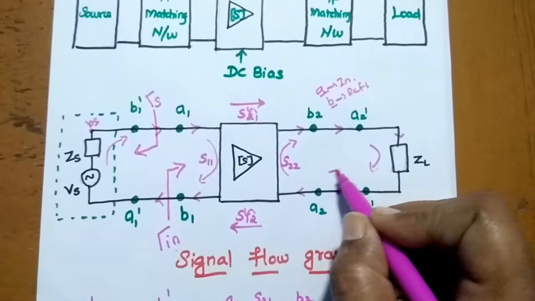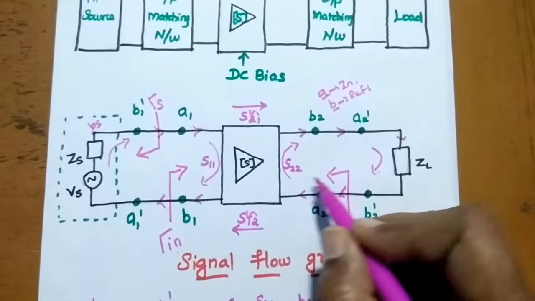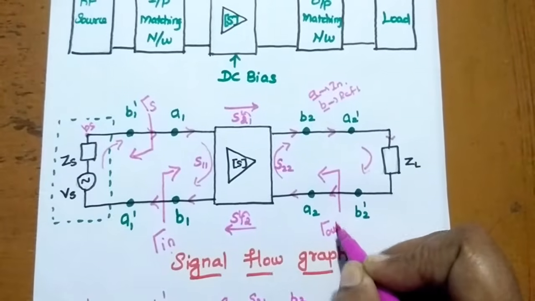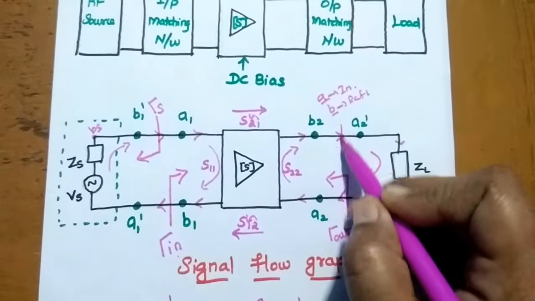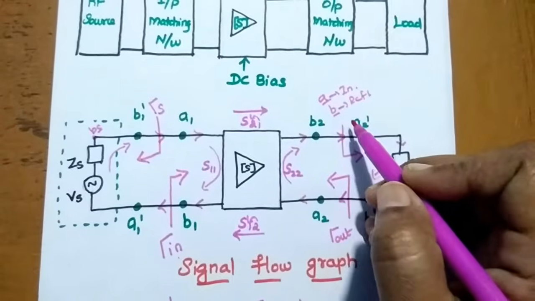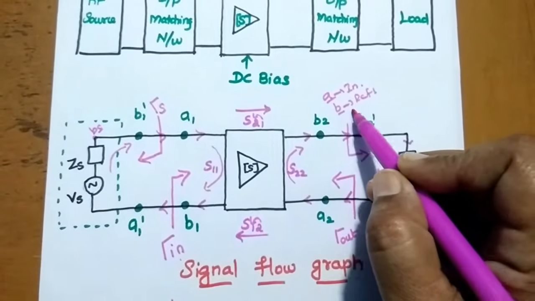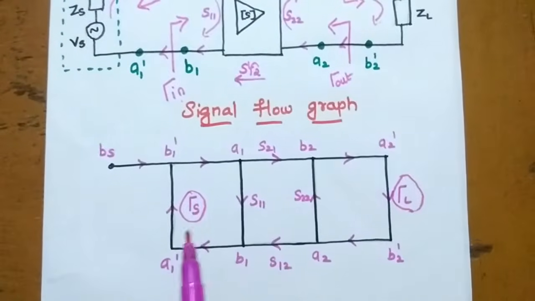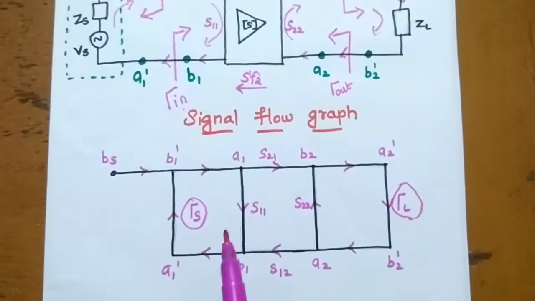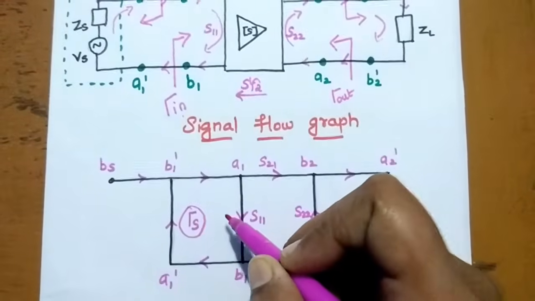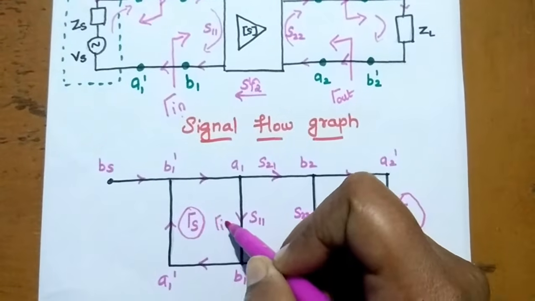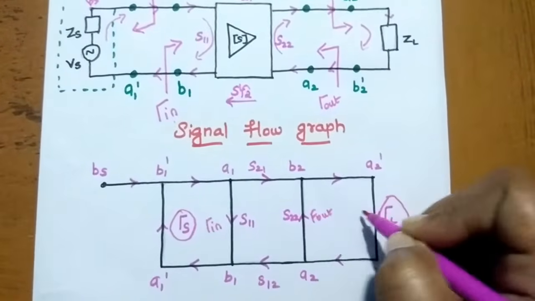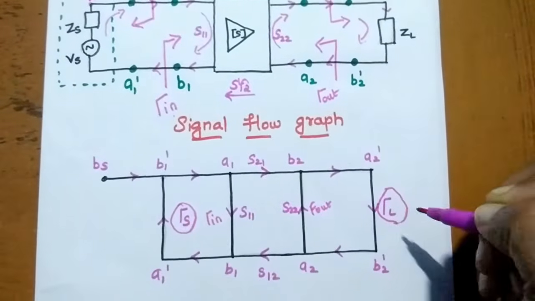Likewise, if I am looking towards the output of the amplifier, that reflection is represented as gamma out. If I am looking towards the load, that is represented as gamma L. The same thing over here: this is gamma S, looking in this direction it is gamma in, at this point it is gamma out, and at this point it is gamma L.